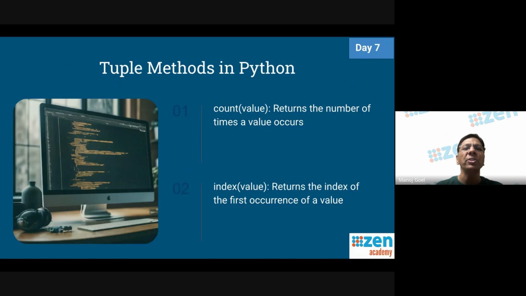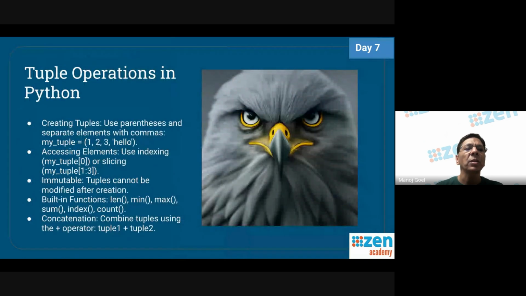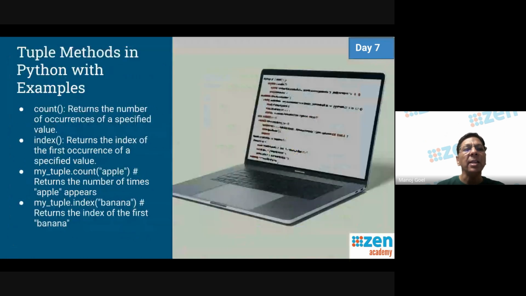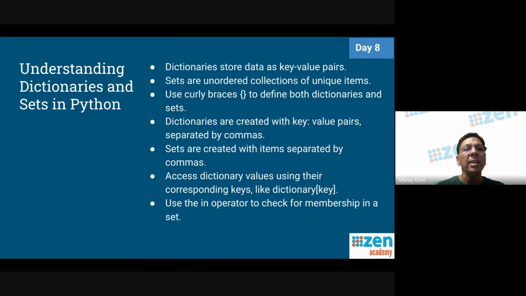If we go back to the previous day's class, we studied tuples, right? For tuples, we use parentheses and separate elements with commas. That's how we make a tuple. This is a tuple: 1, 2, 3, hello, for example. And in a tuple, you could do indexing. However, in the case of dictionaries and sets, we don't have an index. In the case of sets, we use curly braces to define them. Curly braces, important.